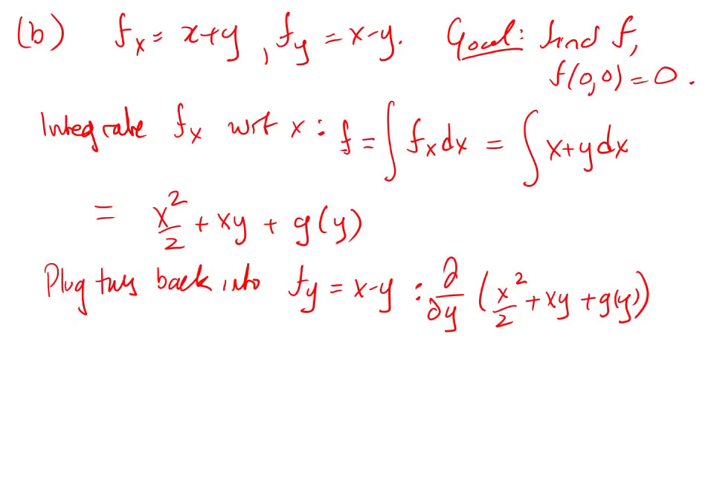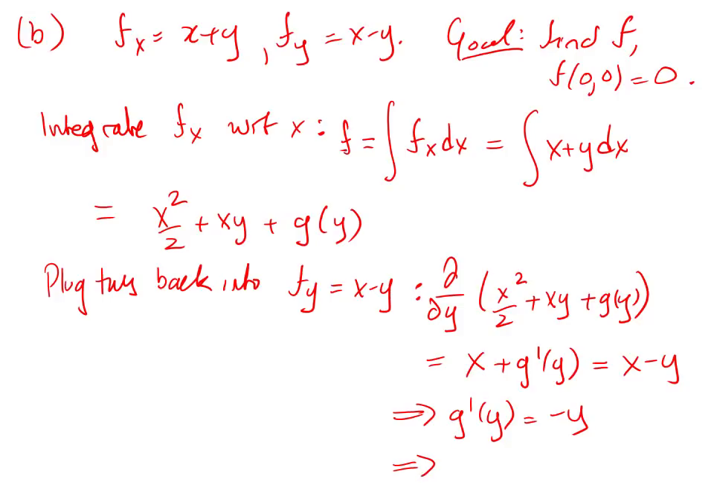G of y. So everything, the first term just goes away. The second term becomes x plus g prime y. And we know that this equals x minus y. So therefore, it must be that g prime y equals minus y. And then we can just integrate this in y, which implies that g of y equals minus y squared over 2 plus c. So that's it. We solved the problem.